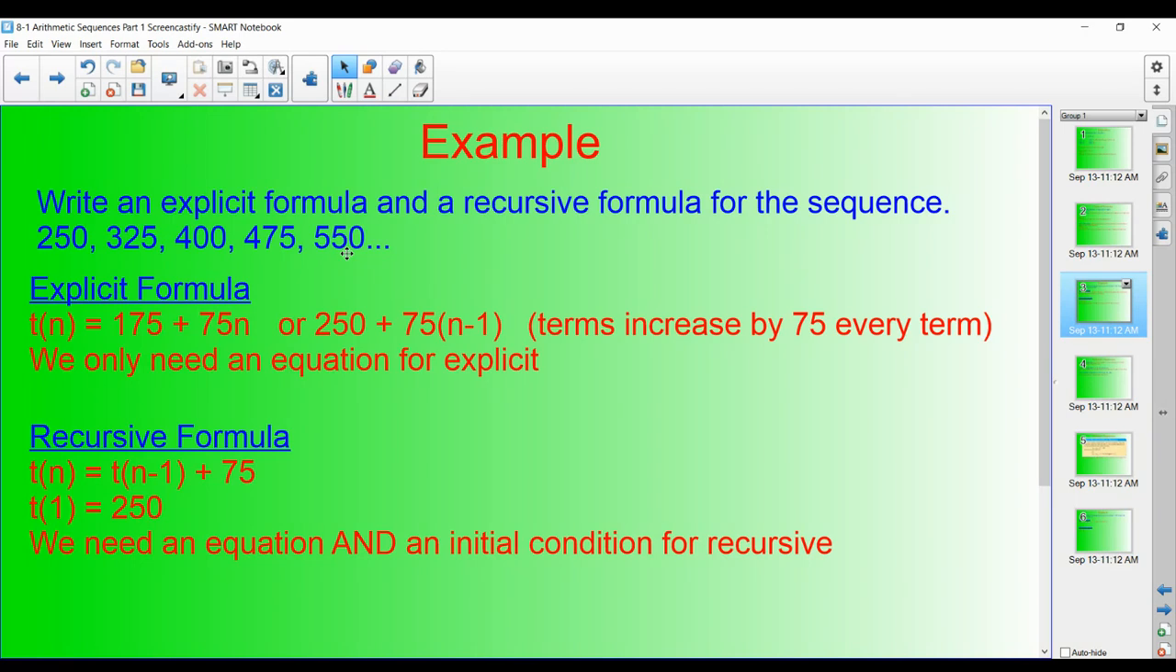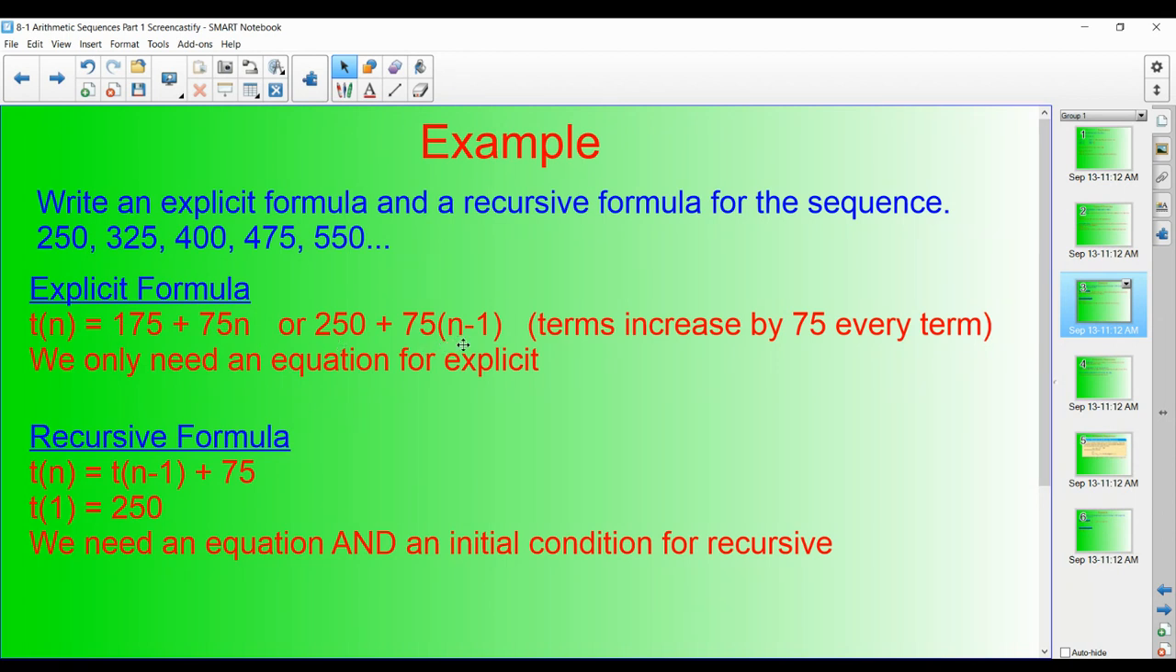So now I can write t of n instead of y equals. So t of n, the sequence, equals 175 plus 75n. If I put 1 in here, it will get me term 1. So I put a 1 in here, it will get me 250. Put a 2 in here, I multiply and add, it'll get me 325.